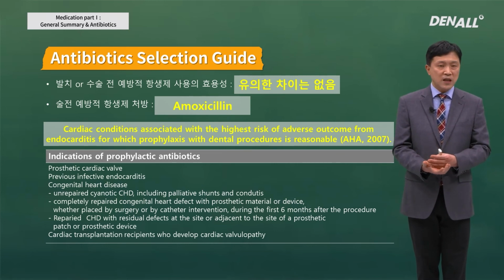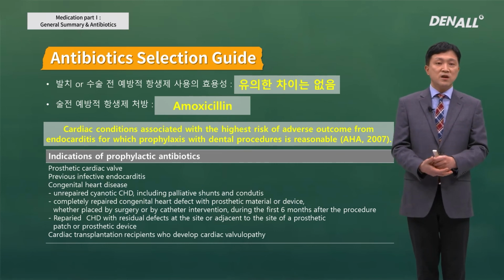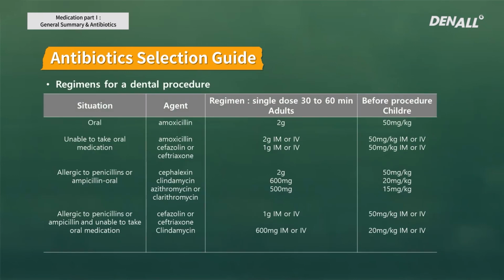Amoxicillin needs to be prescribed. That is the standard recommended by AHA. How do we need to administer them? Oral amoxicillin 2 grams, that is 4 pills of 500 milligrams, taken 30 to 60 minutes before surgery. For children, 50 milligrams per kg.